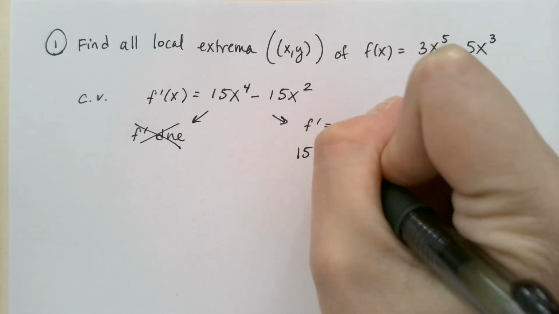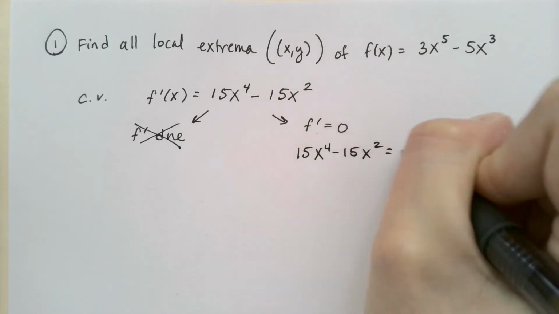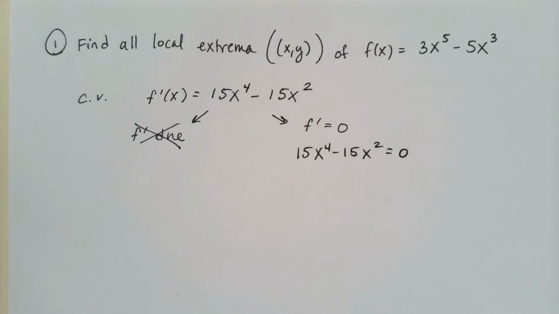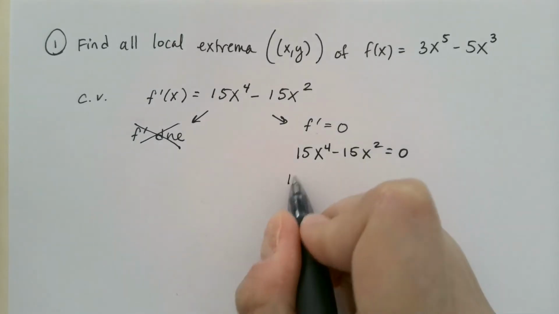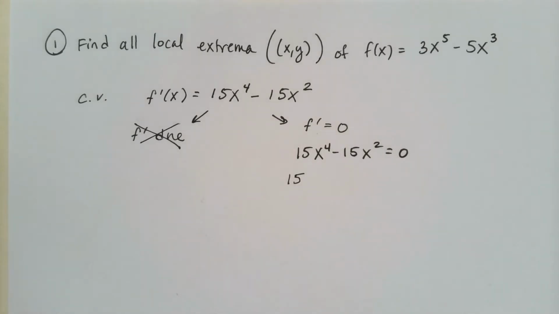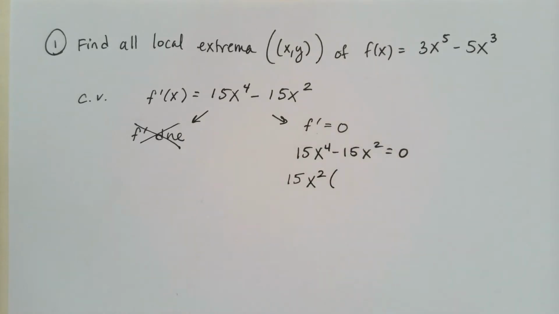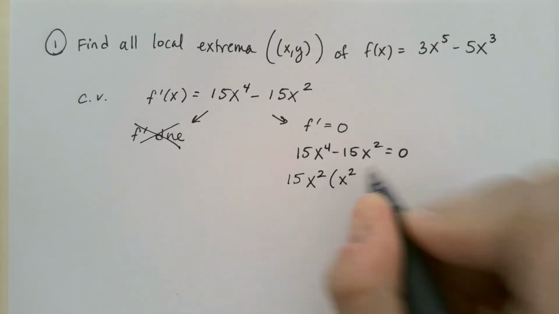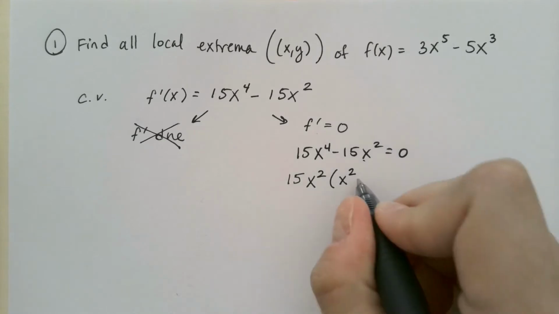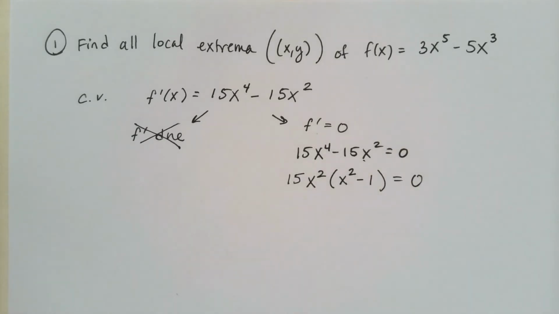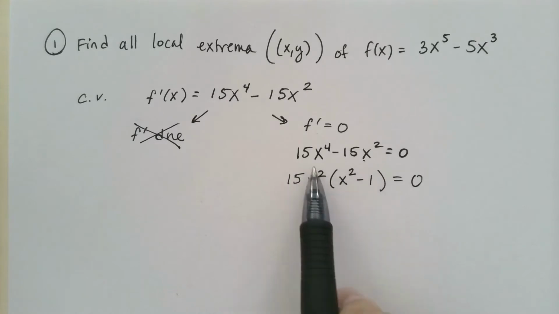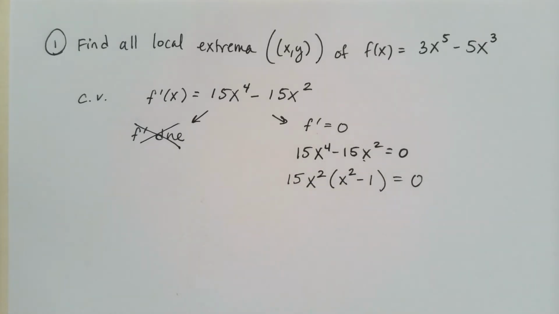So I'll set my derivative function equal to 0, and I want to solve this for x. The easiest thing to do here is to factor out the common factor. Both of these terms have a 15, and both have at least two x's. So I'm going to factor out 15x squared and leave x squared here, and then there's just a 1 here because that was everything. If I distributed this term in, I would end up with the line above.